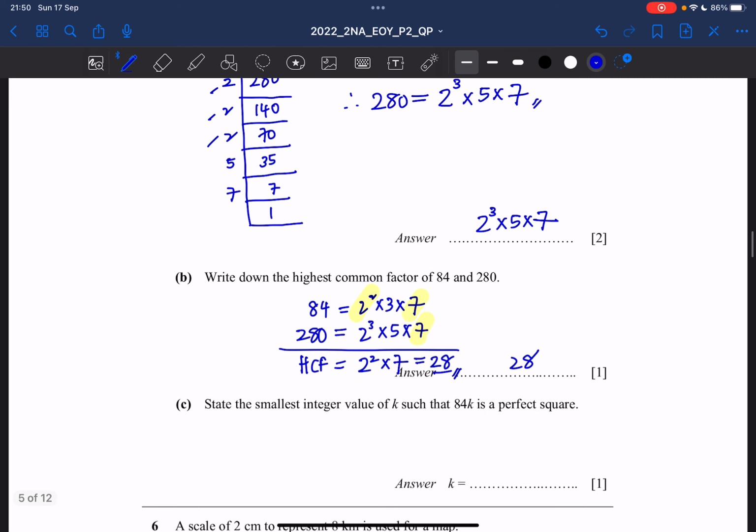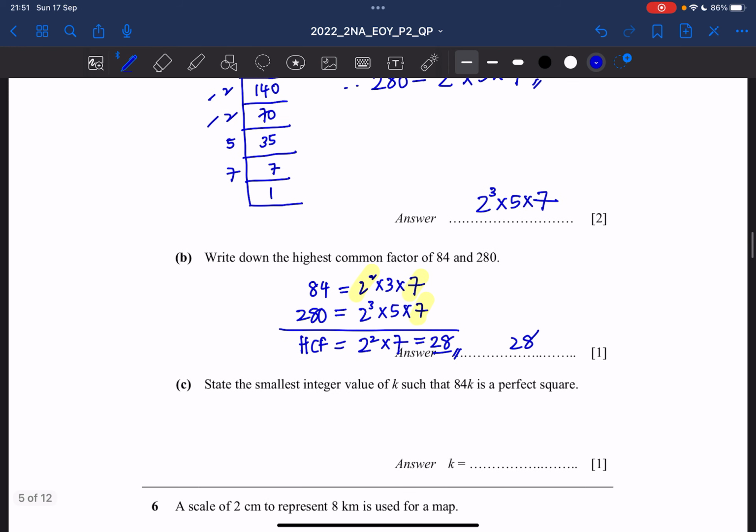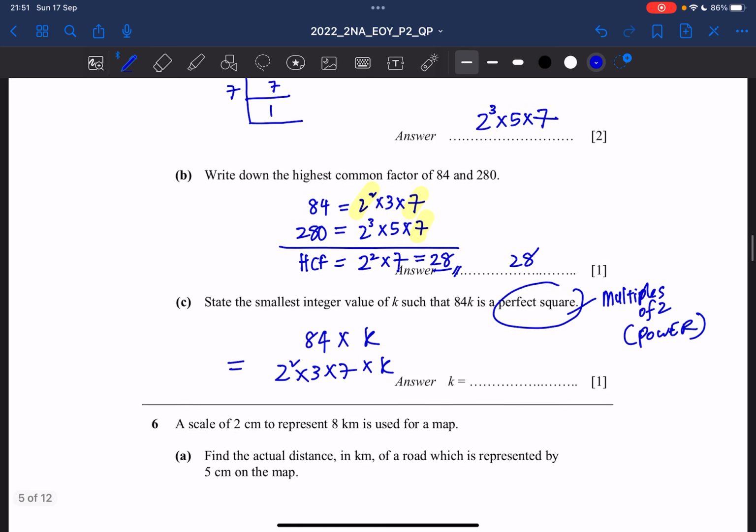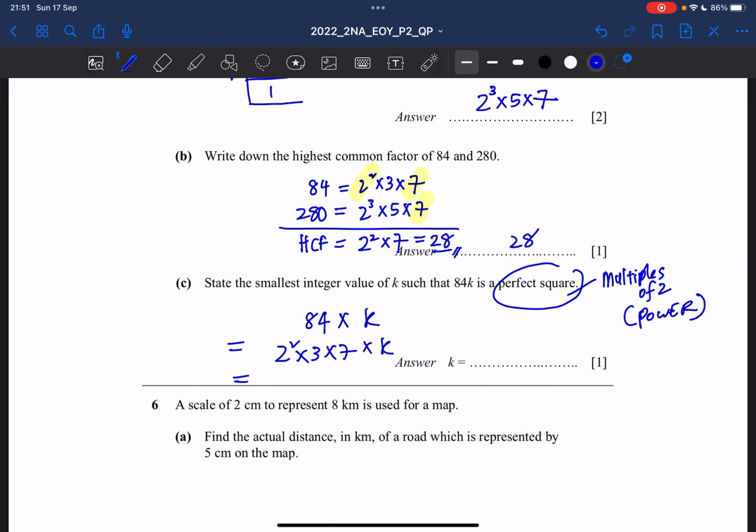Now state the smallest integer value of k such that 84k is a perfect square. For a perfect square, the powers must be in multiples of 2. So 84 times k is the same as 2 squared times 3 times 7 times k. This is just given down here. Now we need to analyze the powers one by one. This 2 squared, you see the power is already a multiple of 2, so this one needs no change.